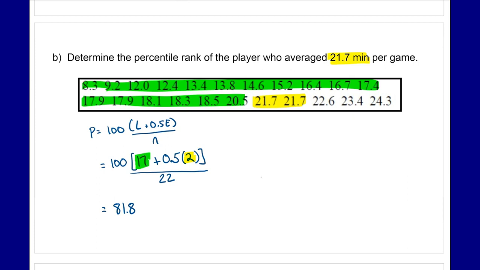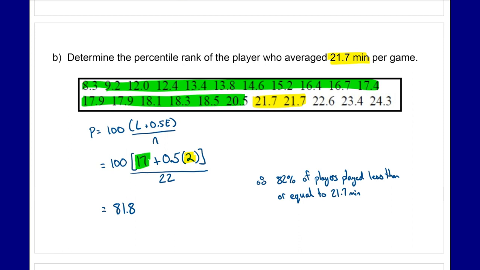Now we can round if we need to, but therefore what this percentile means is that 82% of players played less than or equal to 21.7 minutes. So that means if you played 21.7 minutes, you were on the higher end of the spectrum in terms of playing time. You'd be on the higher end because 82% of players played equal to or less than.